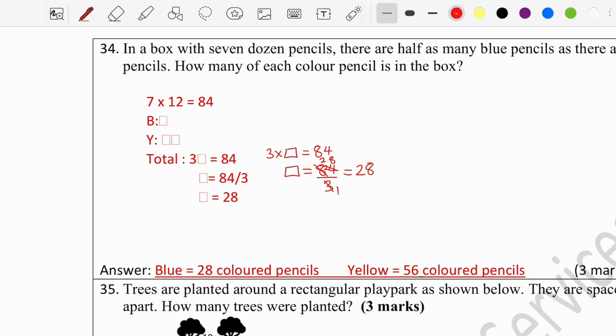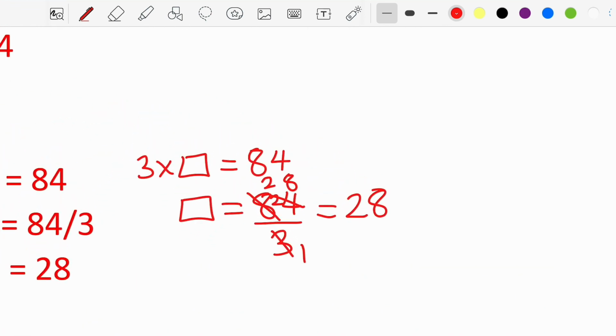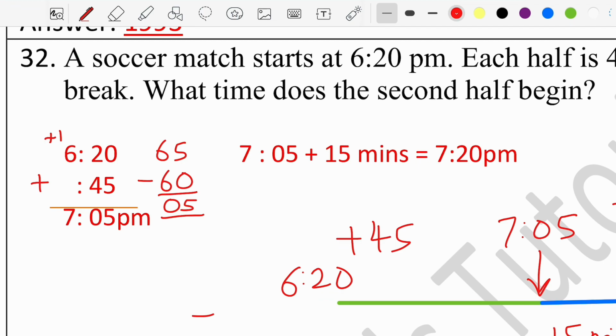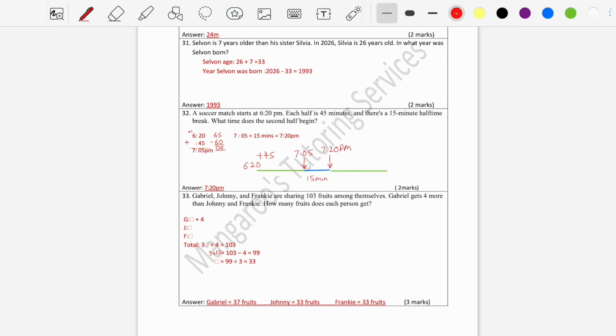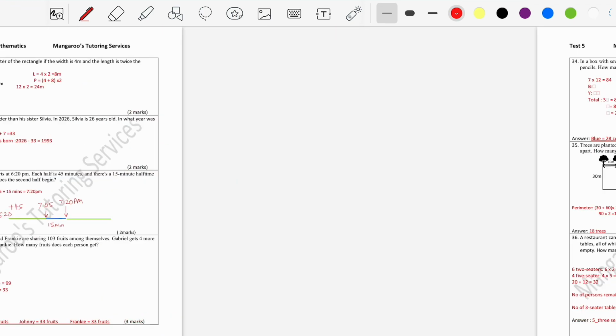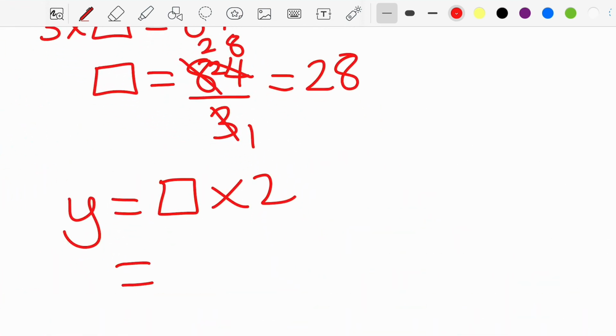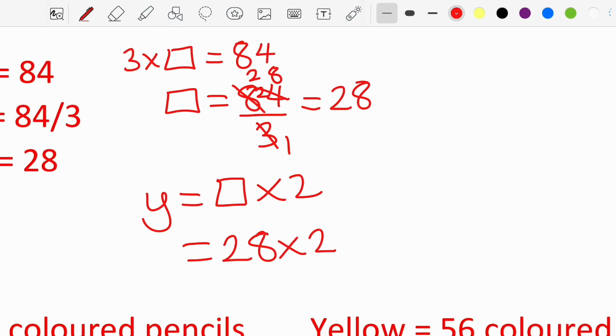So if blue is 28, then yellow is equal to box times 2, which is 28 times 2, which is 56.